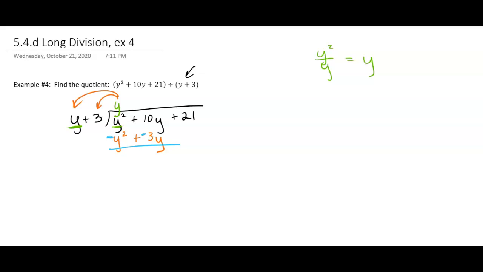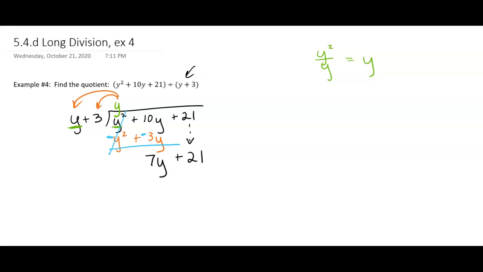All right? Now the first part, y squared minus y squared, that's supposed to drop out. Every time that's supposed to drop out, because that's how we created it. Now we say, what's 10y minus 3y, or 10y plus a negative 3y? 7y. And now we bring down the next term, plus 21.